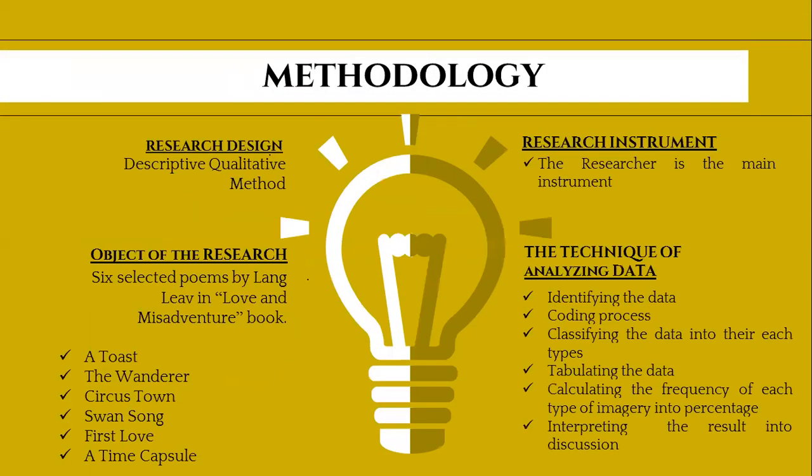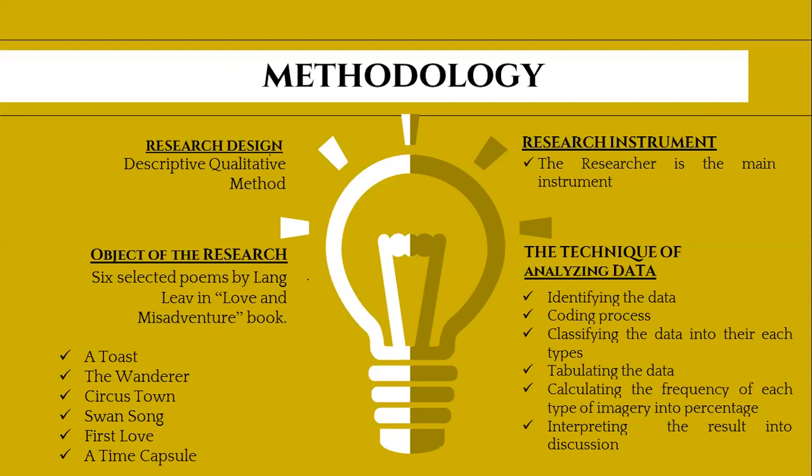Okay, let's move to the methodology. For the research design, this research uses a descriptive qualitative method, and the data will be described descriptively. For the object of the research, the six selected poems by Leav in her Love and Misadventures book are the object of the research. For the instrument, there is no other instrument, but the researcher was the main instrument in this research.